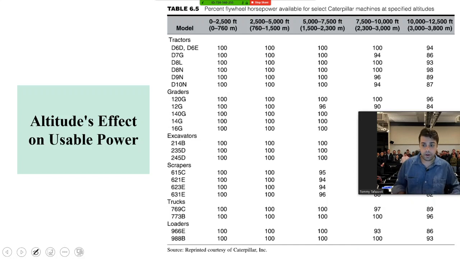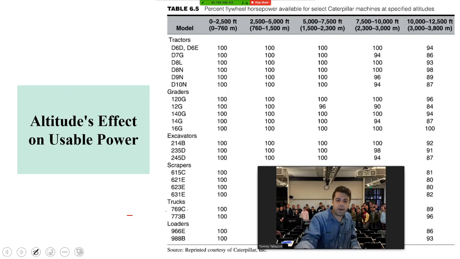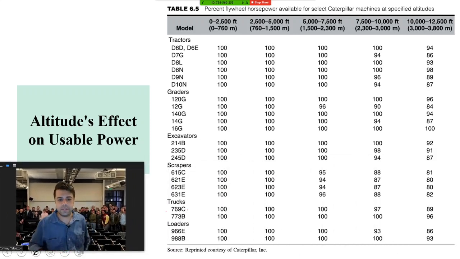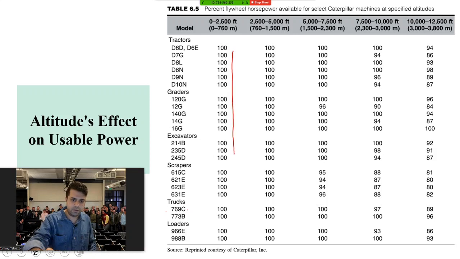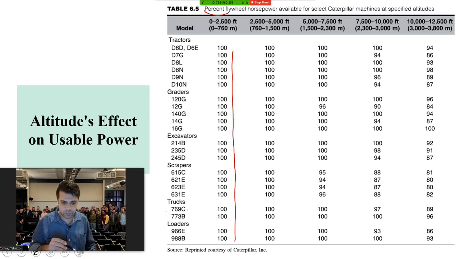Okay, all right, last slide. Altitude's effect on usable power. As you can see, for most of the altitudes, it's still 100%. Yeah, this is based on percent. But for some altitudes, some of the machines lose a part of their power. For example, scrapers at an altitude of 5,000 to 7,500 feet lose 5% of their power. In other words, 95% of their power is available.